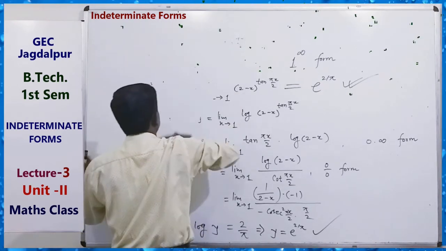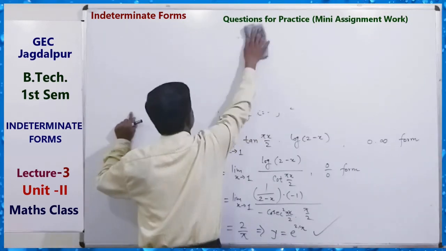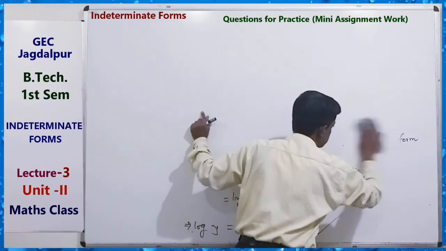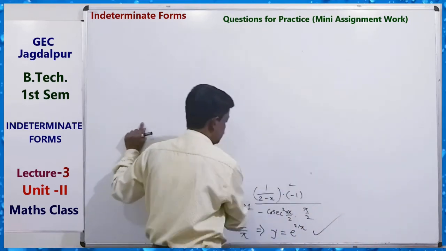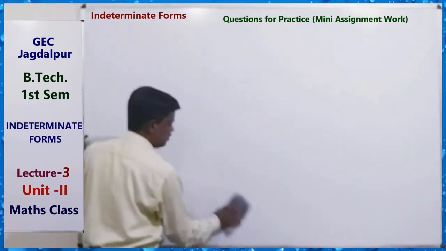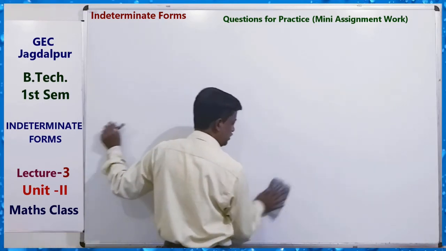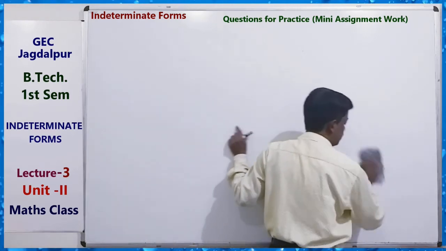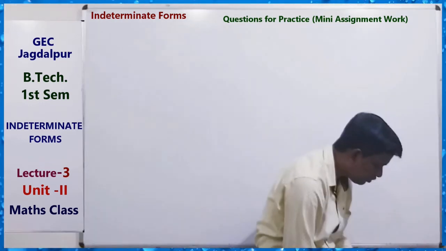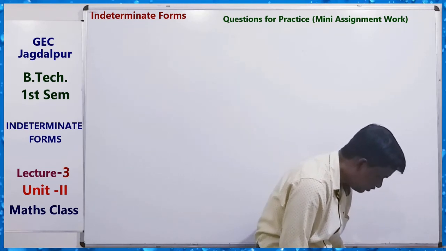So now I will give some questions for your practice. Just do all these questions in your copy. One by one, I am writing the questions here. Note them down and solve them in your copy. Use any method for converting, either 0 by 0 form, infinity by infinity form, 0 into infinity form, infinity minus infinity form, 0 power 0 form, infinity power 0 form, and also one power infinity form. Okay.